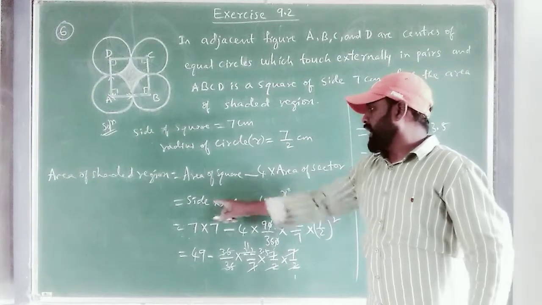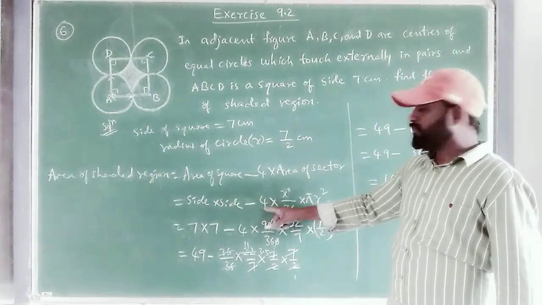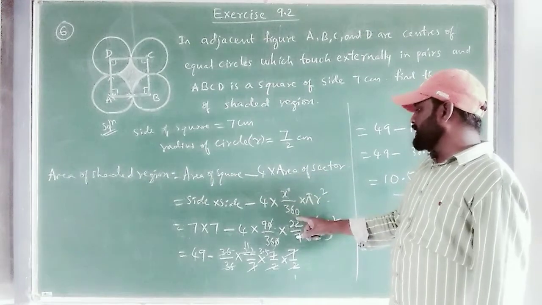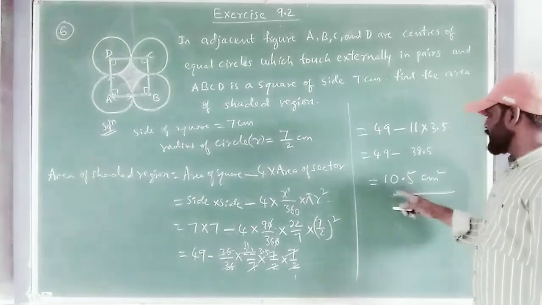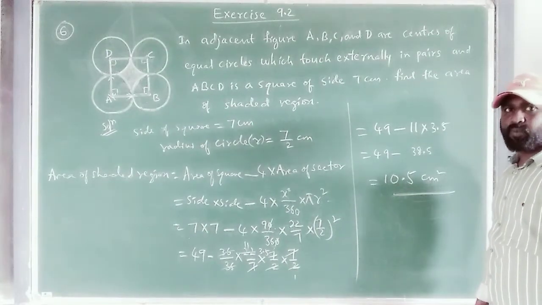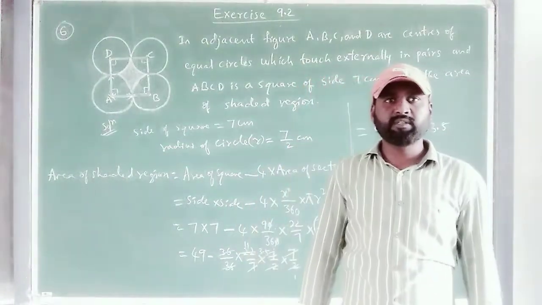So side into side is the area of the square, and there are 4 sectors, that is why we are writing 4. Area of the sector formula is x by 360 degrees into pi r square. Substituting the values and simplifying, we got the answer 10.5 centimeters square, which is the area of the shaded region. Hope you all understood this problem.